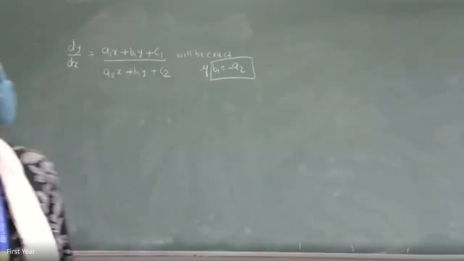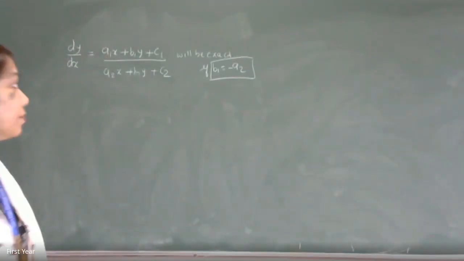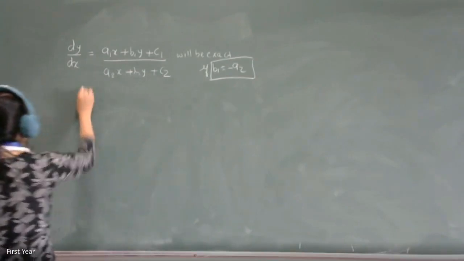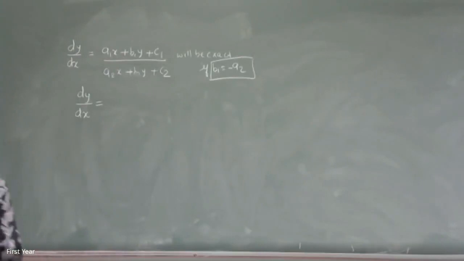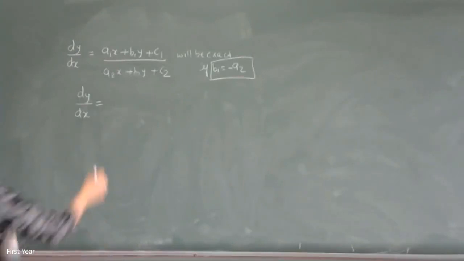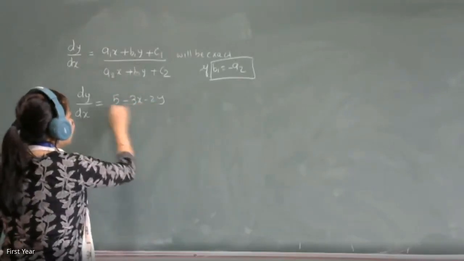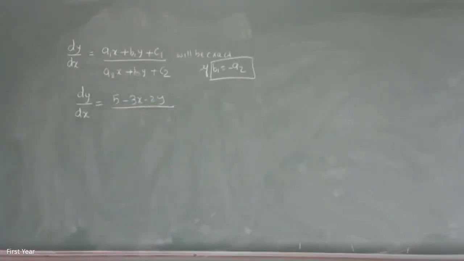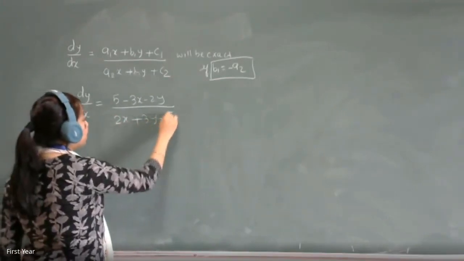Okay, let me give you one question and try to solve it. Solve dy by dx is equal to 5 minus 3x minus 2y divided by, what is the denominator? 2x plus 3y minus 5.